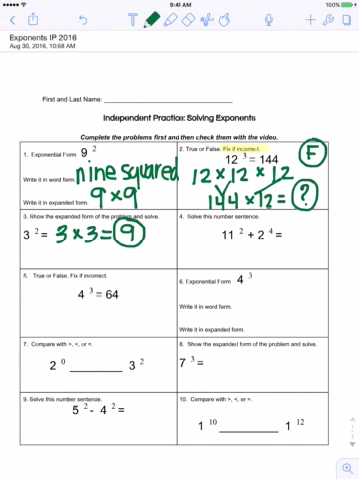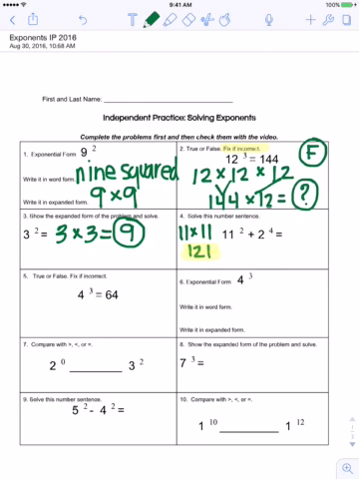Solve this number sentence, number 4. So you have two sets of exponents. You have 11 squared plus 2 to the 4th power. So I'm going to start by expanding 11 times 11 and getting 121. Now that's only half of the work, so I'm going to highlight that so I don't forget it.